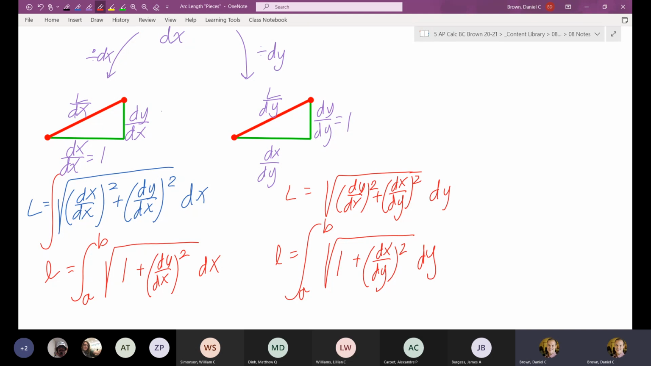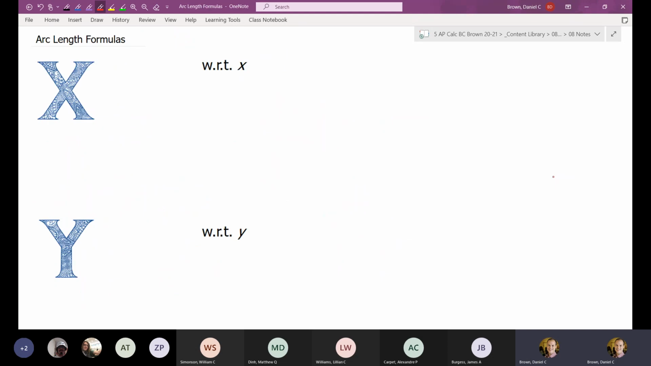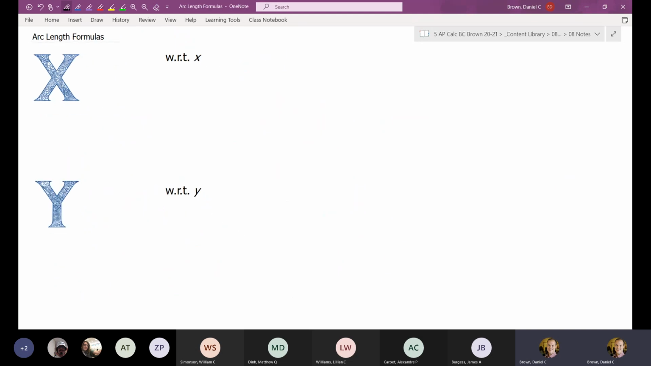I'm going to rewrite those formulas on the next slide, and then I'll take questions on them before the examples. So again, we do have two formulas to use. Doesn't matter in this case which one you choose. When you do area and volume, you often decide, is this a dx problem or is this a dy problem? For arc length, you just pick whichever one you think is going to be easier.